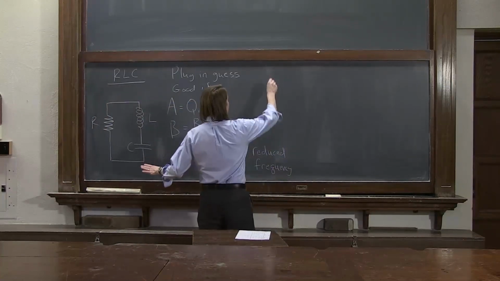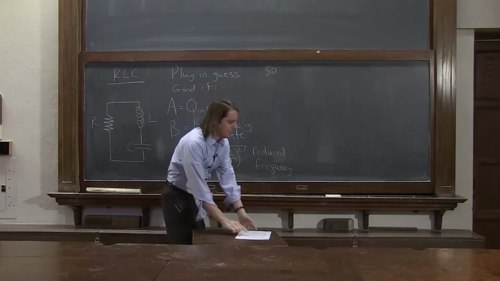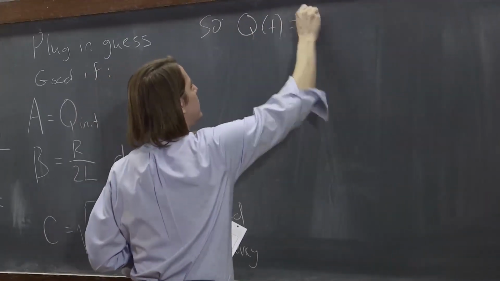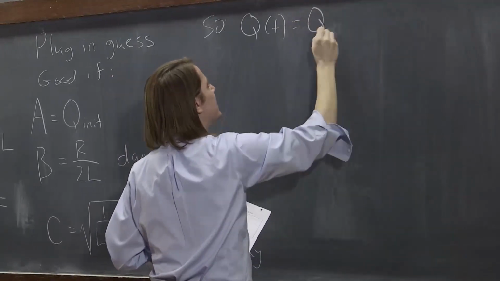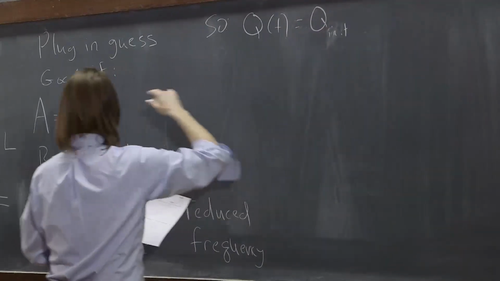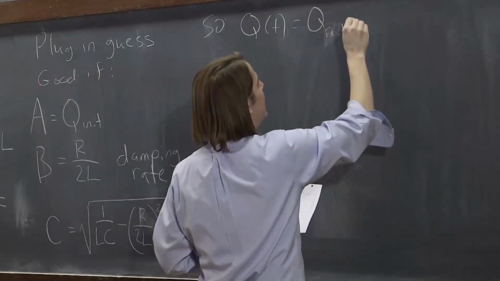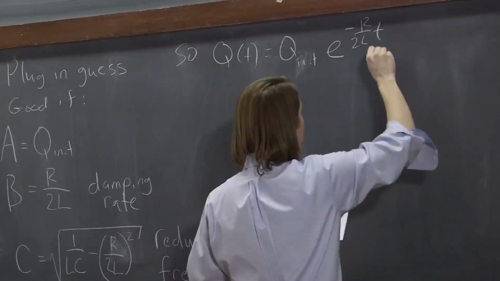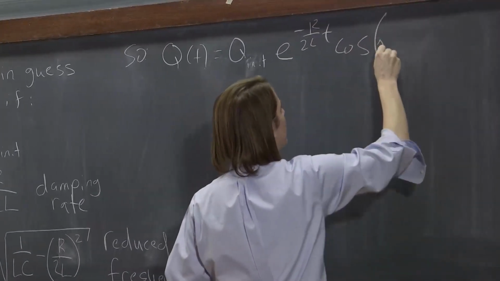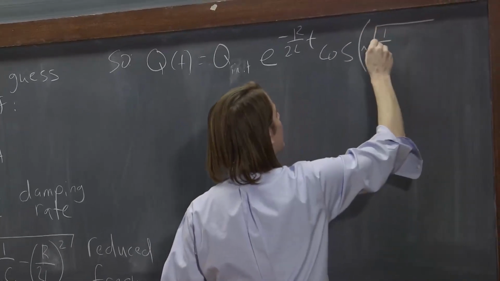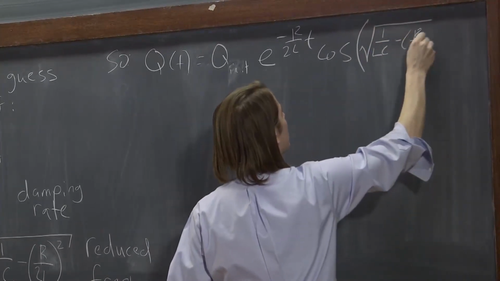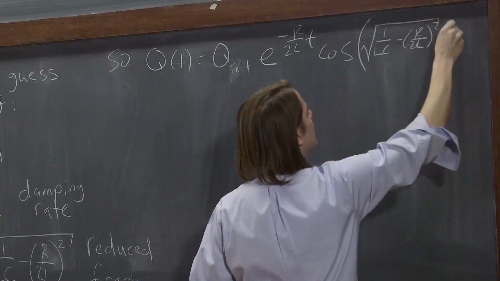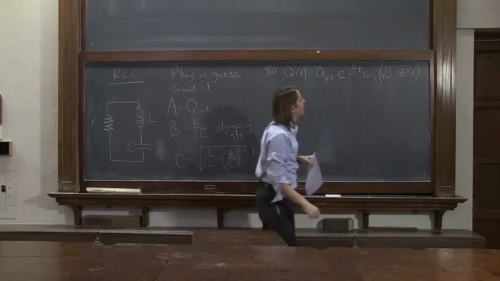Okay, so if we put all that together, it would look something like this. I don't want to mess this up. Q as a function of time would be Q max, or Q init is what I called it. You could call it Q max as well because it's the highest charge you'll get. E to the minus R over 2L T cosine the square root of 1 over LC minus R over 2L squared T. So that's your full mathematical solution.